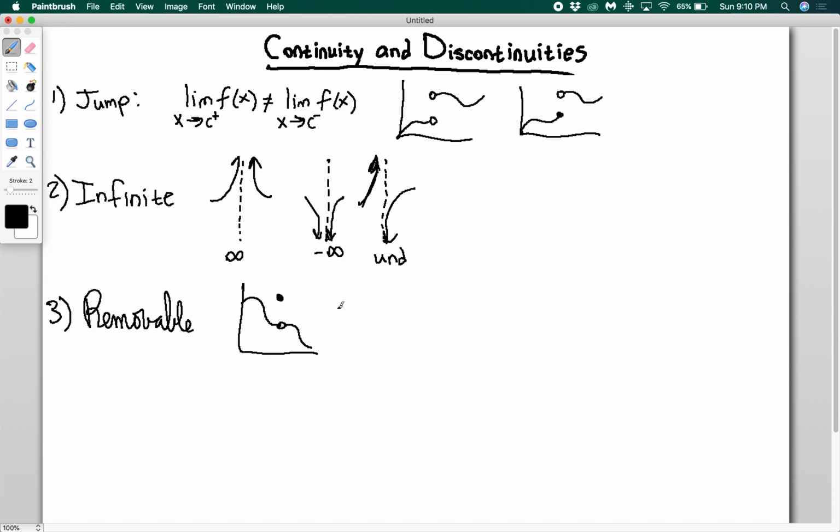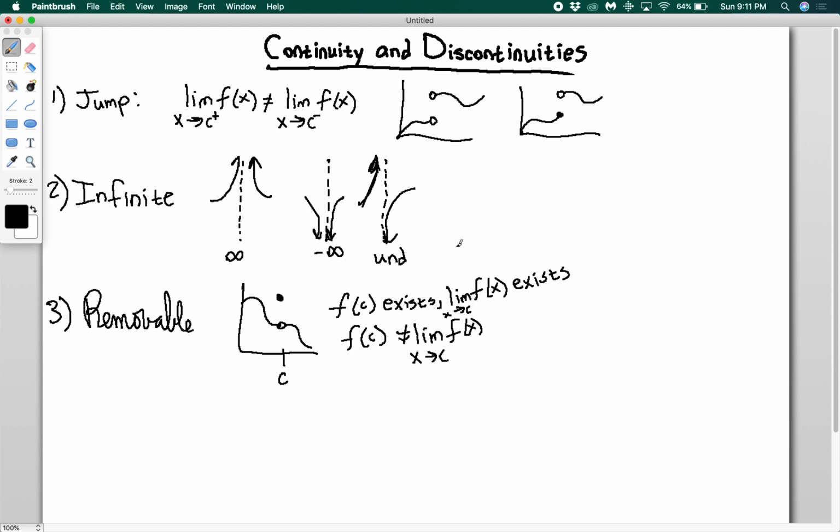So the function, let's say if we call this point c, f of c exists, but f of c does not equal the limit as x goes to c of f of x. And this also exists. So the limit as x goes to c of f of x also exists. Okay, so they both exist, but they're not equal. So these are the three most common types of discontinuities that you're going to encounter.